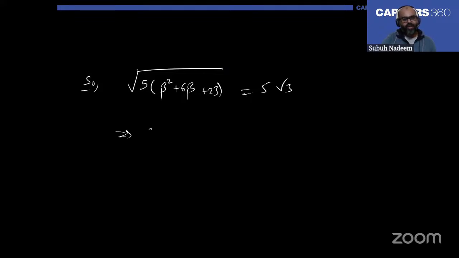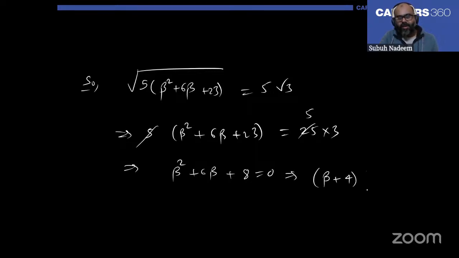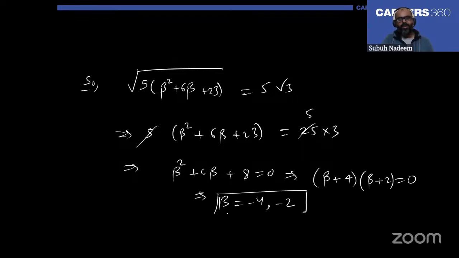We square both the sides. This will become 25 times beta square plus 6 beta plus 23, equal to 25 into 3. So 5 5s are 25. What we get is beta square plus 6 beta, 23 minus 15, that is plus 8, is equal to 0. So if we split it by middle term splitting, we will get beta plus 4 into beta plus 2 is equal to 0, which means beta could be minus 4 or minus 2. These two possibilities are there for beta.